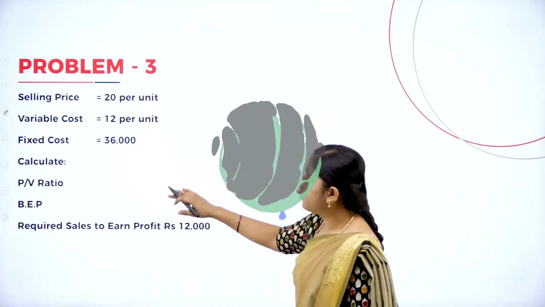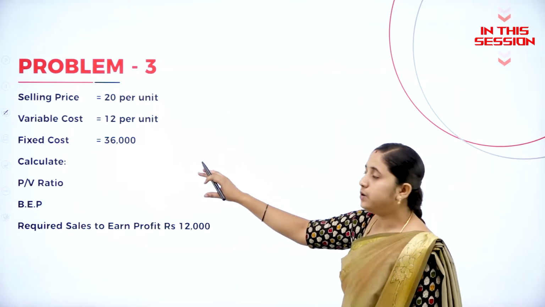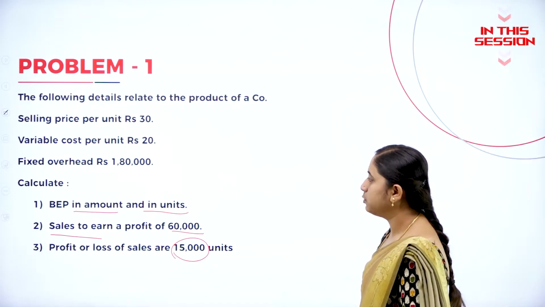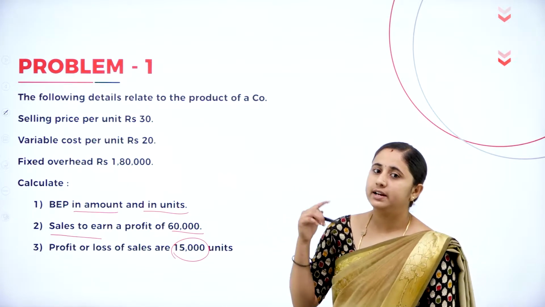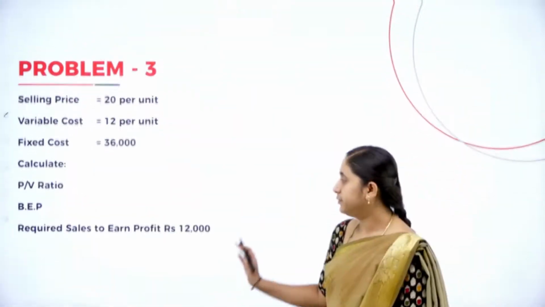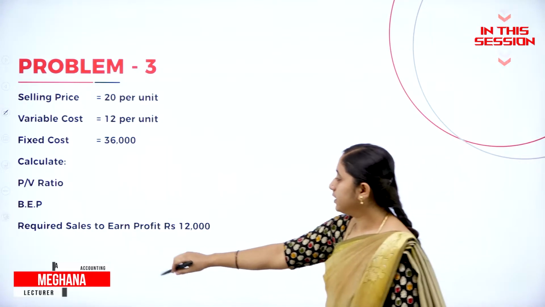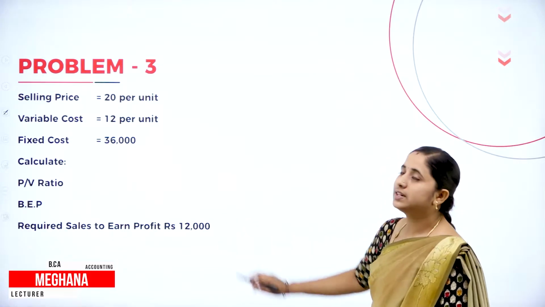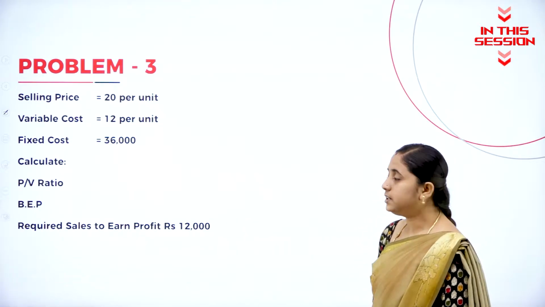After getting the results of contribution, you can take that amount and calculate PV ratio. Break-even point is equal to fixed cost divided by PV ratio. In the first problem, we calculate required sales to earn profit of rupees 12,000, right? So in the same way, we can calculate in rupees as well as in amount.